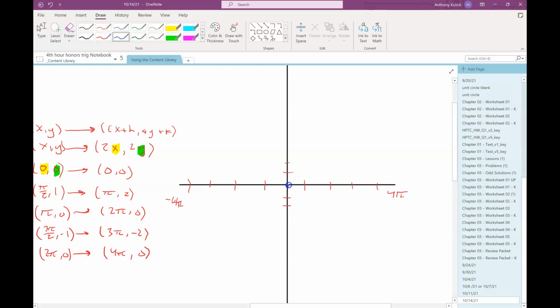And then we'll just plot. So 0, 0, pi over 2, 2, pi, 0, 3 pi over 2, negative 2, 2 pi, 0. So that's that part. And now I should extend this graph backwards so I cover all the way back to negative 4 pi. So I'm just going to follow the same pattern so that it just looks like it's the same on both sides. And that's that.